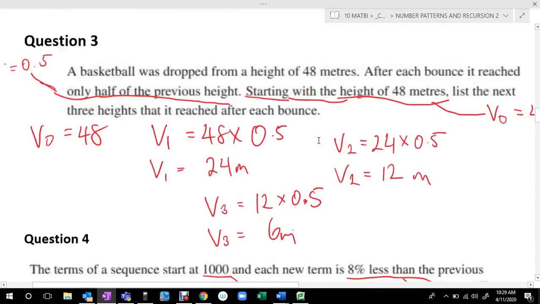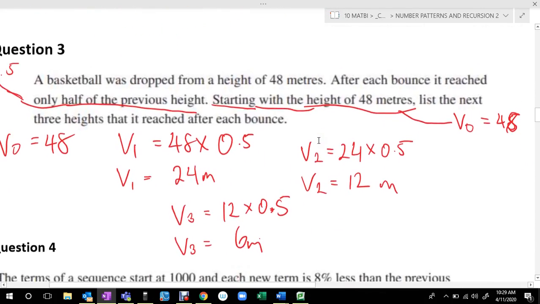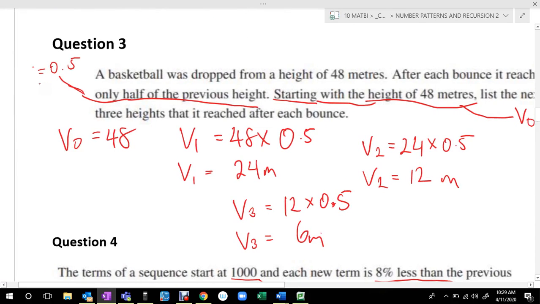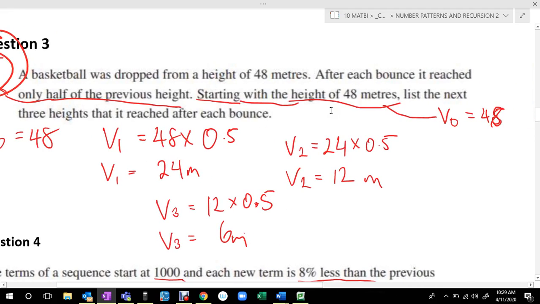Okay, let's keep going. Question 3, a basketball is dropped from a height of 48 meters. After each bounce, it reached only half. When it says only half, that means you're decreasing it by half, or dividing it by 2 each time. Or your common ratio is 0.5, because it's going half each time. Starting with a height of 48. Another key word there, starting. Starting term is 48, not term 1.